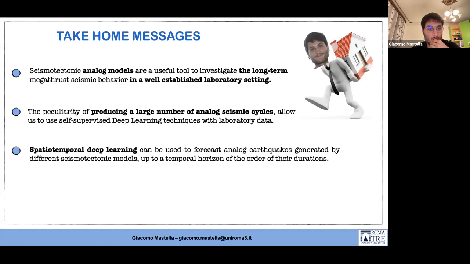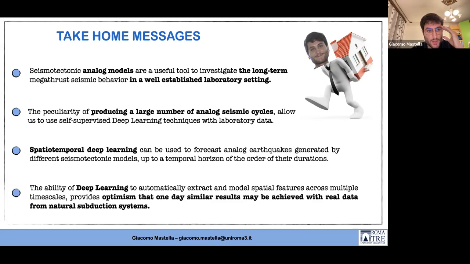Especially, I hope that I demonstrated that spatiotemporal deep learning can be used to forecast analog earthquakes generated by different seismotectonic models. We forecast these analog earthquakes up to a temporal horizon of the order of their durations. And this ability of deep learning to automatically extract and model spatial features across multiple timescales in some way provides optimism that in the future, similar results may be achieved with real data from natural subduction systems.